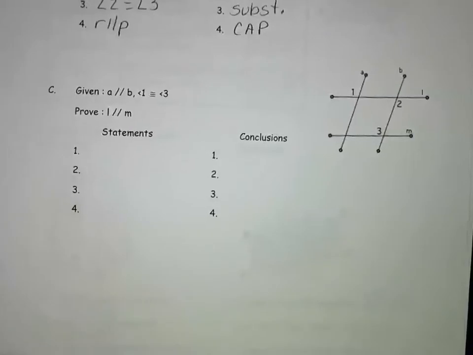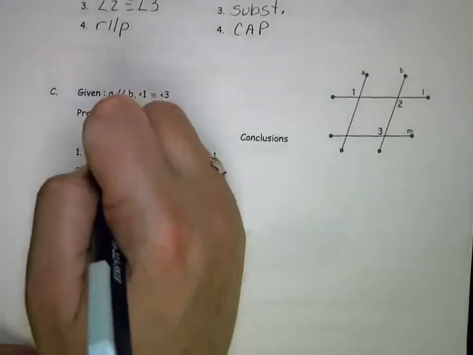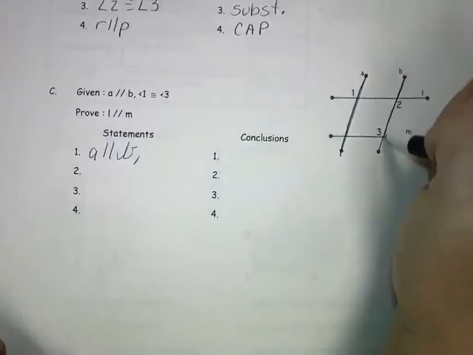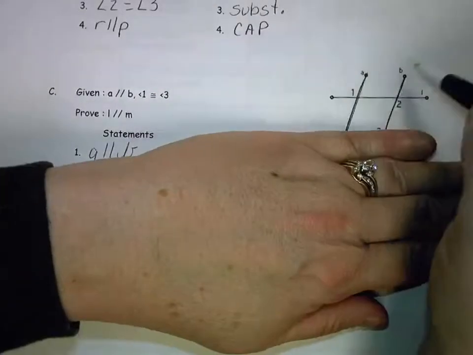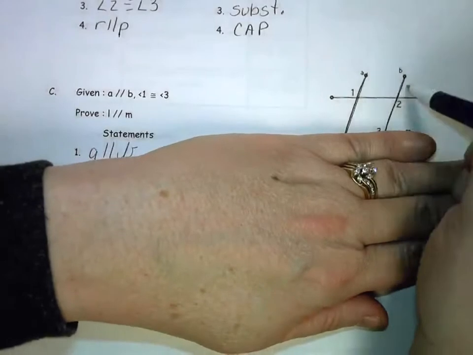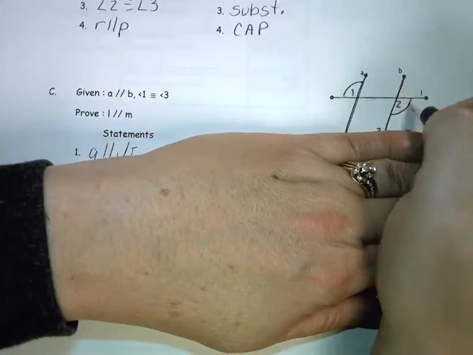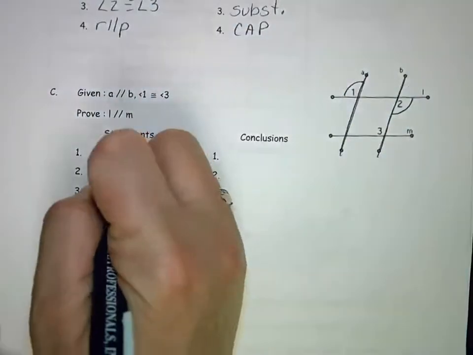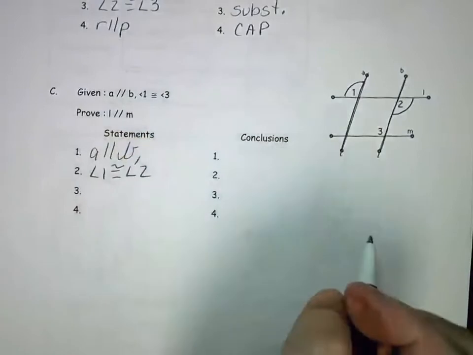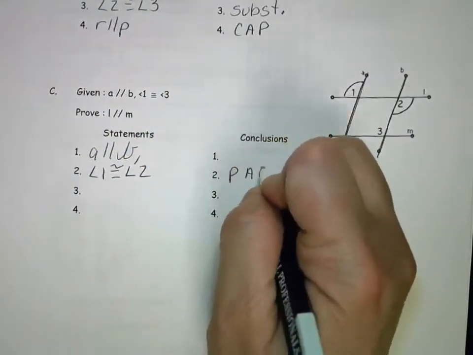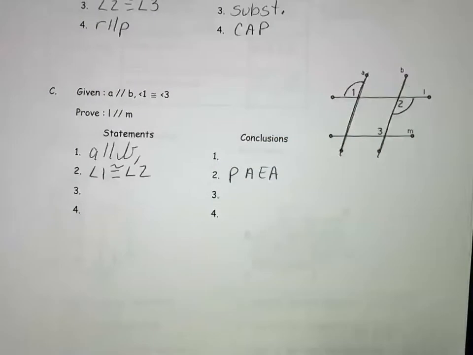Letter C, we have A is parallel to B. And again, right here, right now, I'm going to say something. If A and B are parallel, we can say these are congruent. We can say angle 1 is congruent to angle 2 because we were given the parallel lines. And we can say alternate exterior angles are congruent.